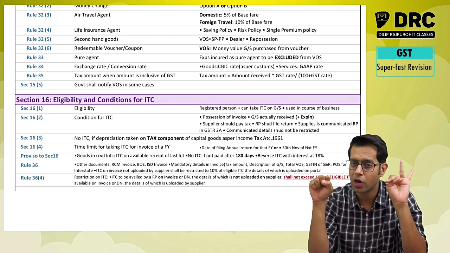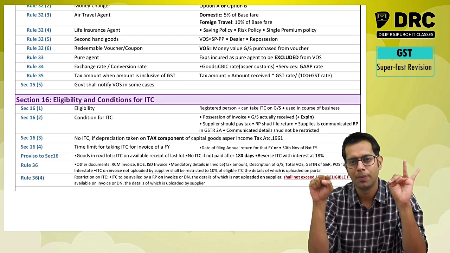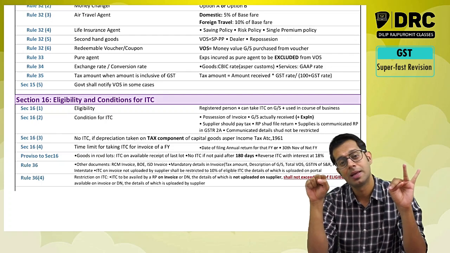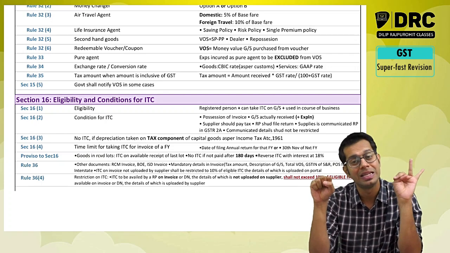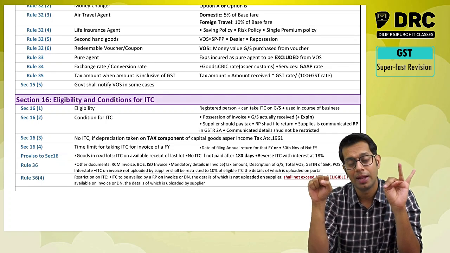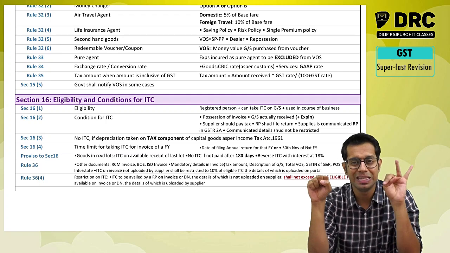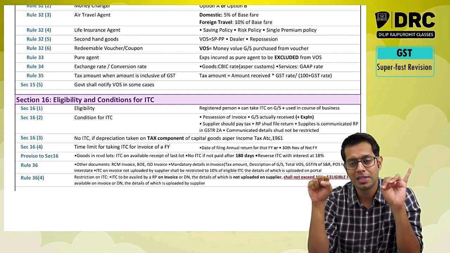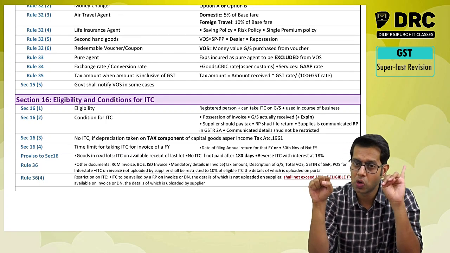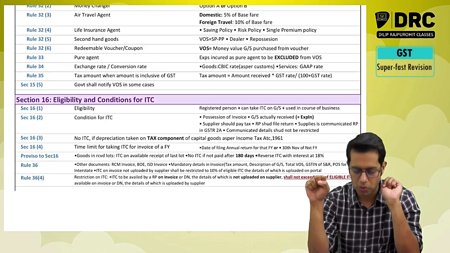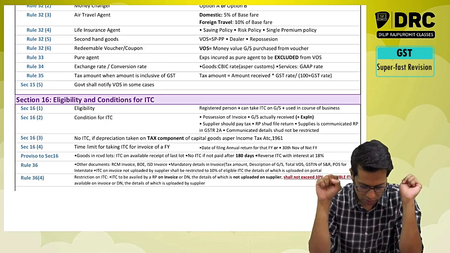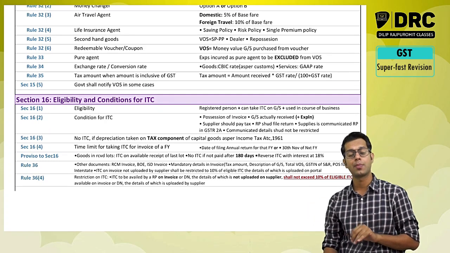Then the recipient should have filed the returns for taking input tax credit, and the supplier should have communicated the details by filing his GSTR1, and the details should be communicated to the recipient in his GSTR2B. And lastly, the details which are communicated to the recipient should not be restricted. So these are the total 6 conditions. Now apart from that, there are provisos also.